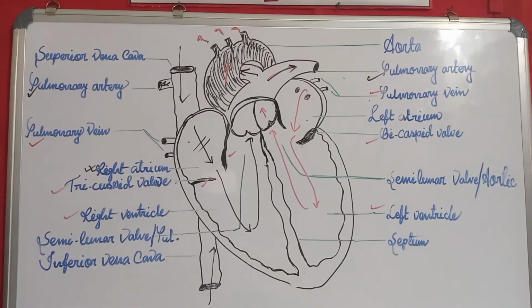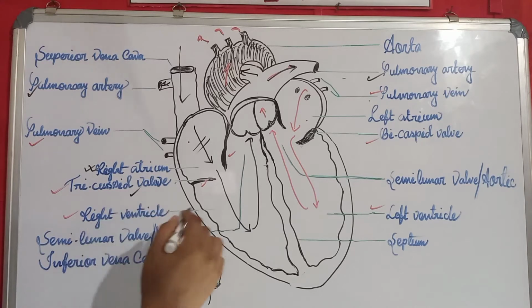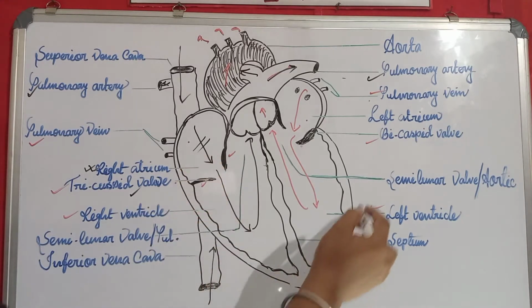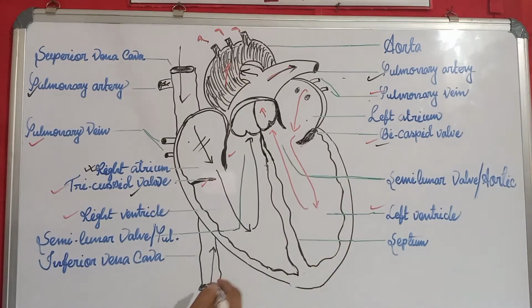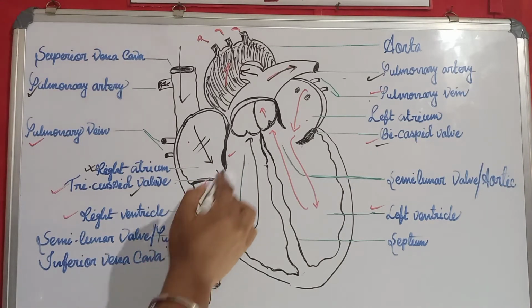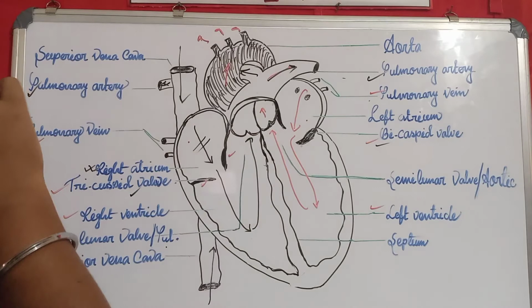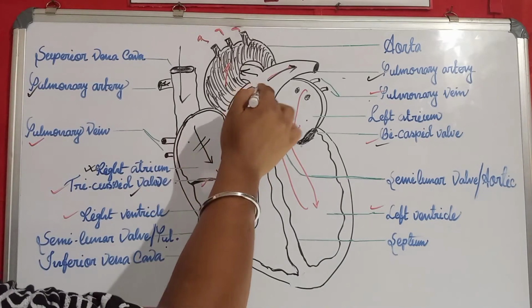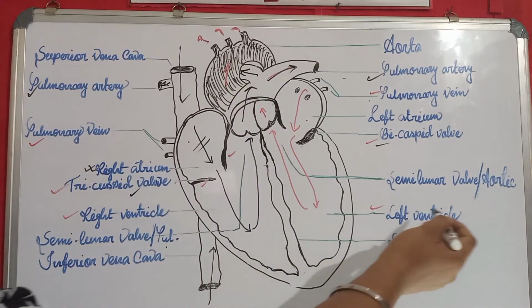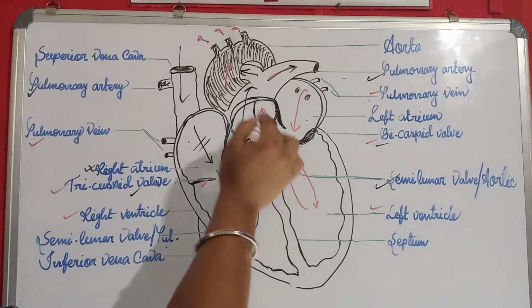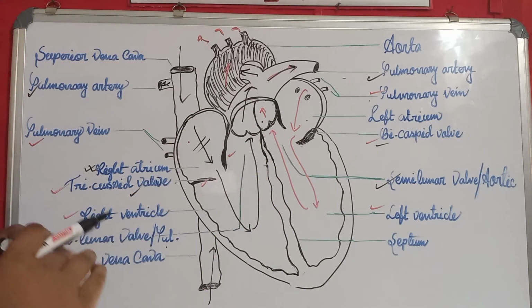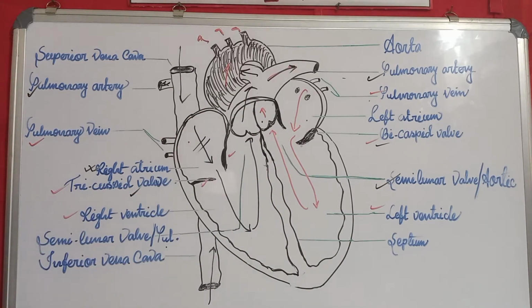Okay, now there is a question: what are the valves present? The valves are the tricuspid valve on the right side, the bicuspid valve on the left side, and another two valves that are semilunar valves, the pulmonary valve and the aortic valve. They are semilunar, almost a half-moon shape, and that's why they are termed semilunar.